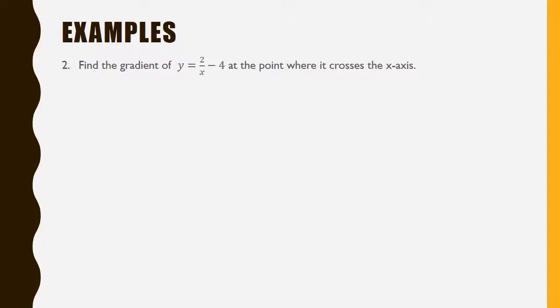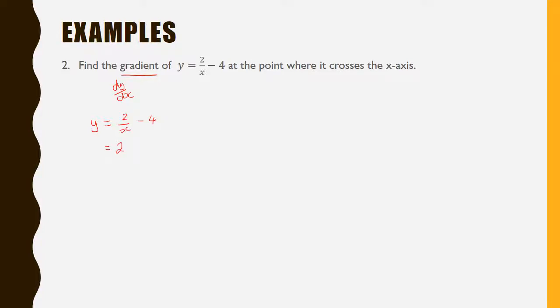Okay, we're wanting to find the gradient of a particular function here at the point where it crosses the x-axis. So finding the gradient, we know that the gradient is the same as the derivative. When we find the derivative, that gives us the gradient function. So let's start with that. If I have my equation, as it currently is, 2 over x minus 4, we can't differentiate that.